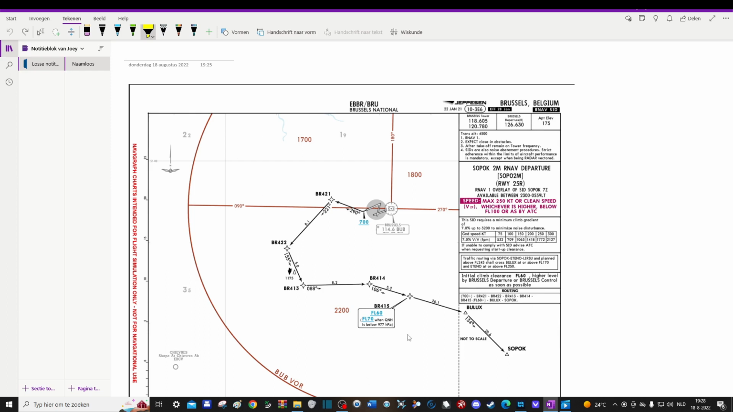Right in the middle of the chart we have the most important section, which is a drawing of the routing you have to follow. Pretty self-explanatory, you just follow the lines from each waypoint to another. These numbers next to the lines represent the magnetic headings, and the number in the middle there is the distance in nautical miles between the two waypoints that the line connects.